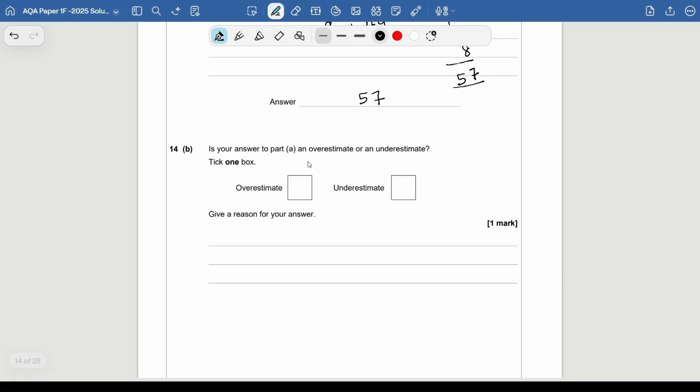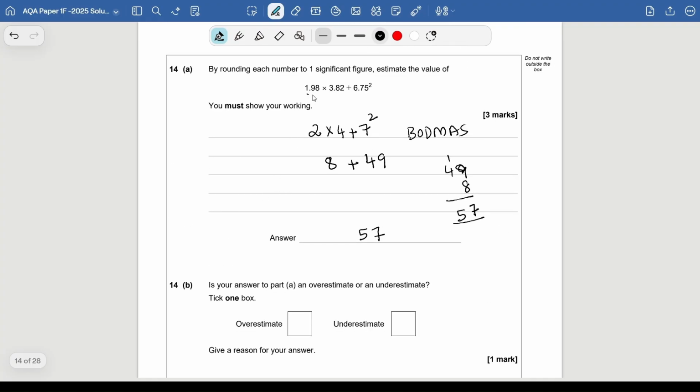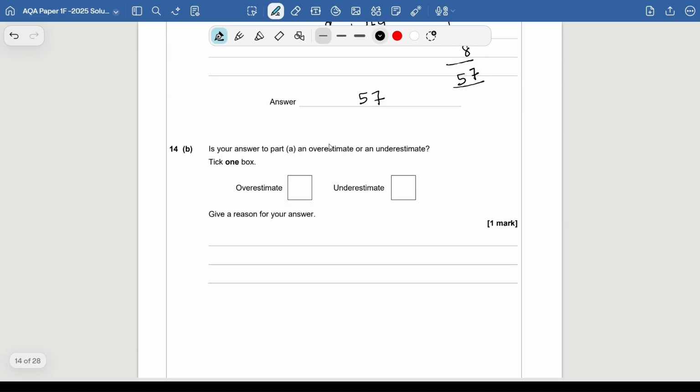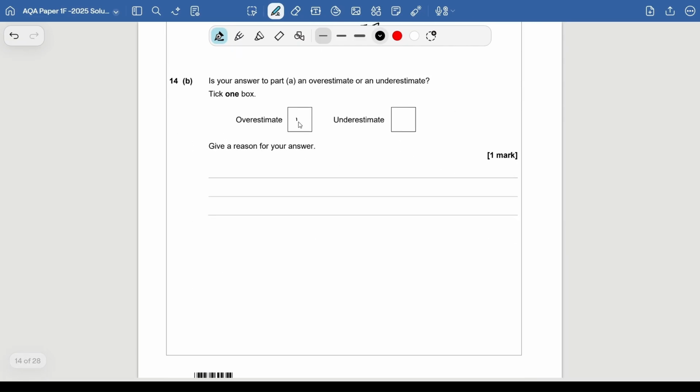Is your answer to part A an overestimate or an underestimate? Tick a box. Give a reason for your answer. So for each of these numbers, we have rounded up. So 1.98 was rounded up to 2, 3.82 was rounded up to 4, and similarly 6.75. So every number was rounded up, so it's an overestimate because every number was rounded up.